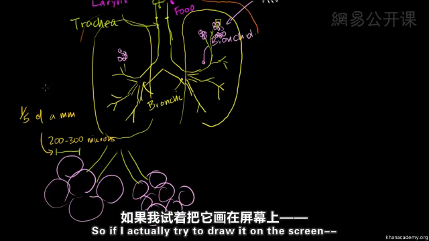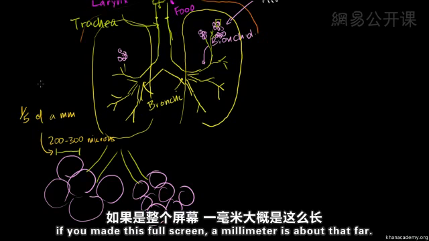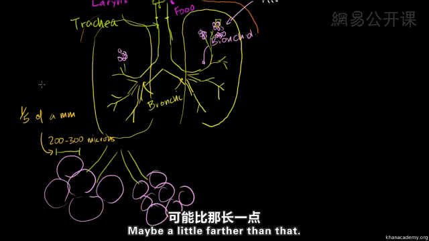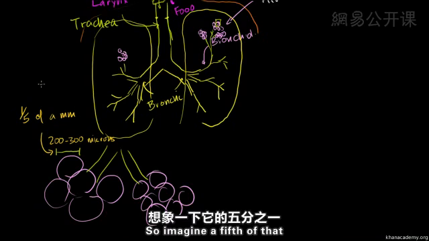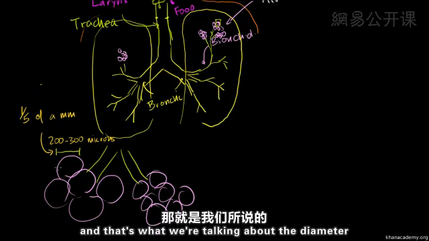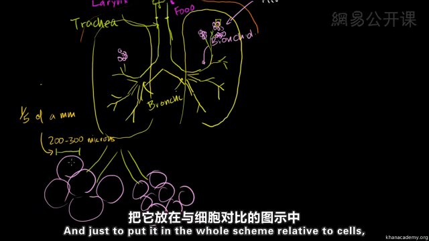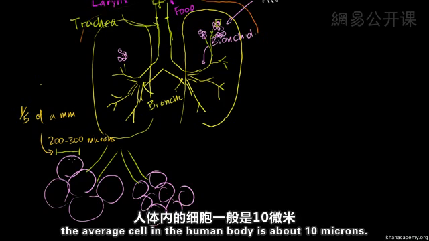So if I actually try to draw it on the screen, if you made this full screen, a millimeter is about that far. Or maybe a little bit farther than that. Maybe about that far. So imagine a fifth of that, and that's what we're talking about, the diameter of one of these things. And just to put it in the whole scheme relative to cells, the average cell in the human body is about 10 microns.